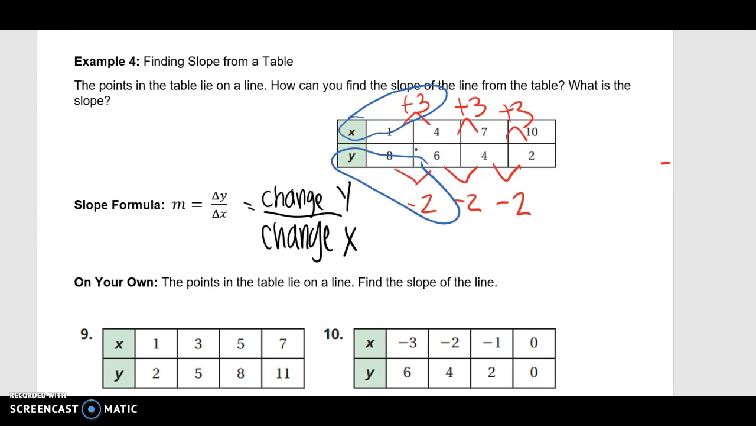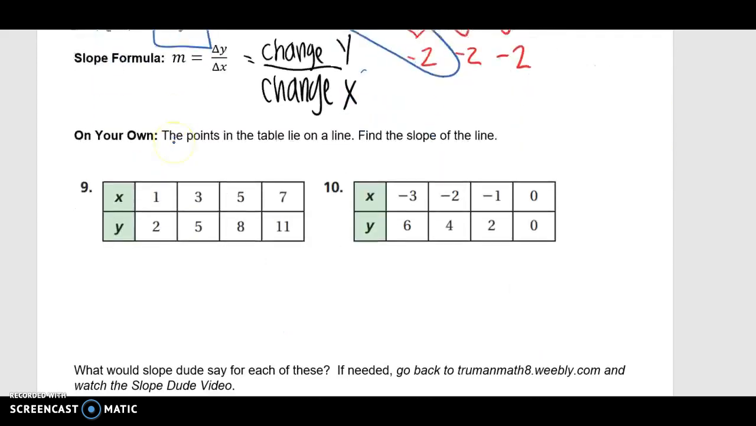And you just need to make that into a fraction. Let's put this up here. So my change in y over my change in x. My change in y is negative 2. My change in x is 3. So that is all you have to do with the table. Find the pattern. Y always goes on top.